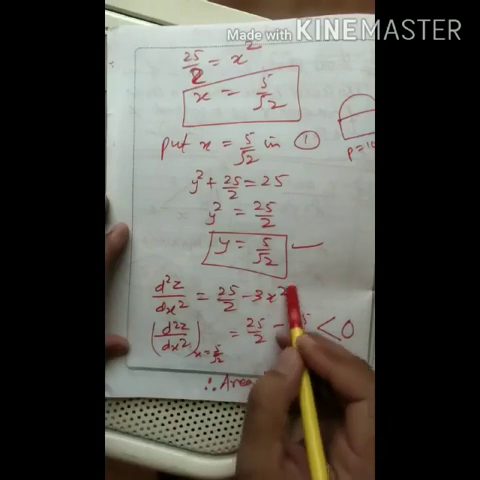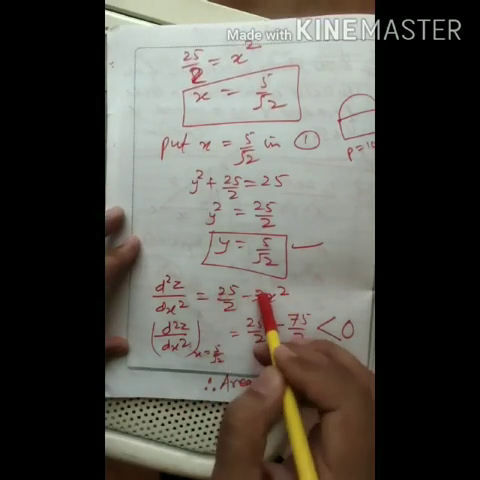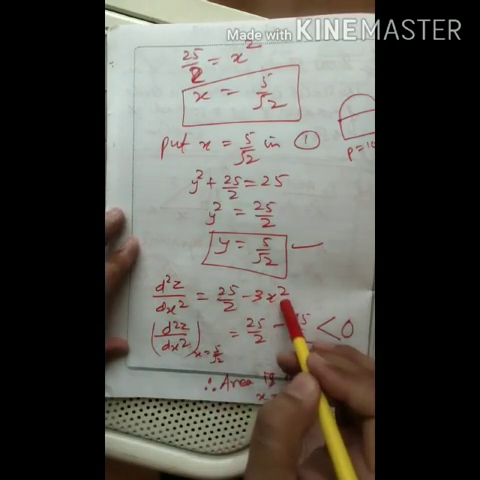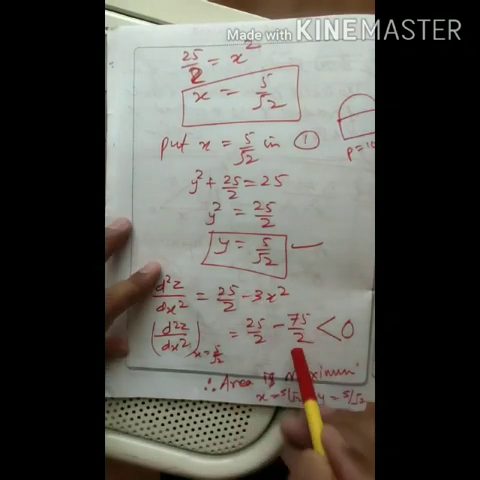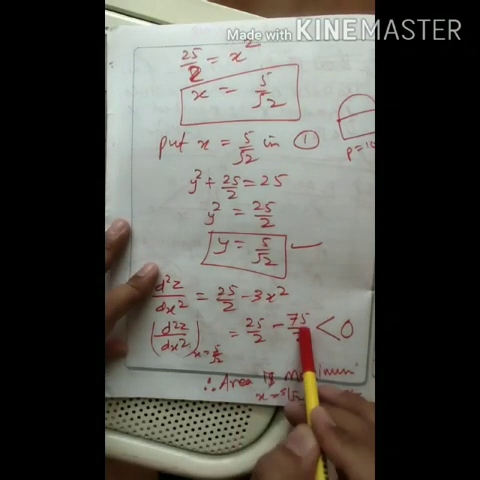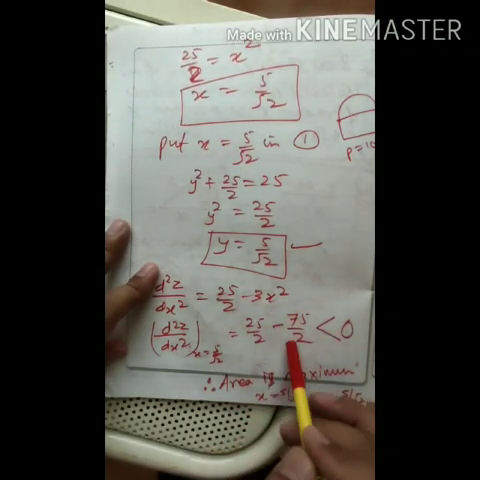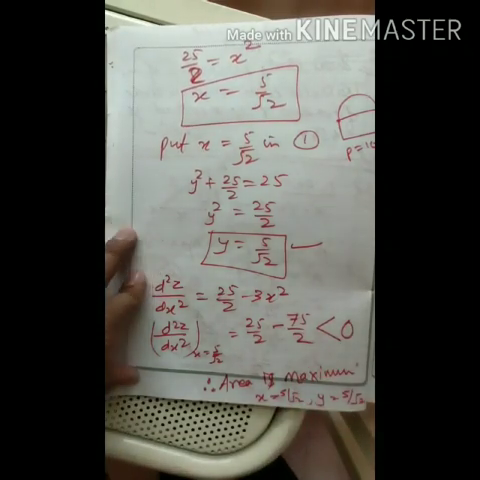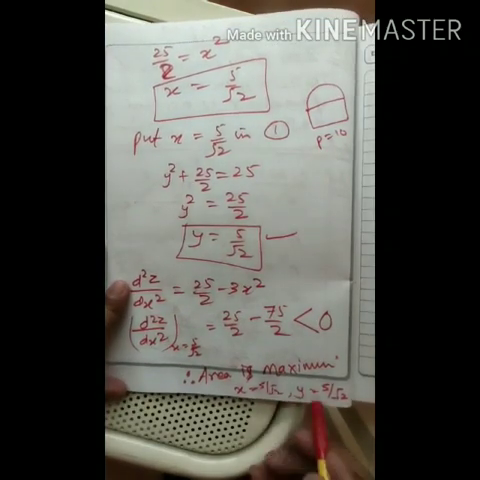Now put the value of x here. We have to show whether this is positive or negative. So the value of x is 5 by root 2. The square of that will be 25 by 2. 25 times 3 is 75, so 75 by 2. Now it is clear that this value will be less than 0. 25 by 2 minus 75 by 2 is minus 50 by 2, that is minus 25. So this is less than 0. So it shows that area is maximum when the sides are this and this.